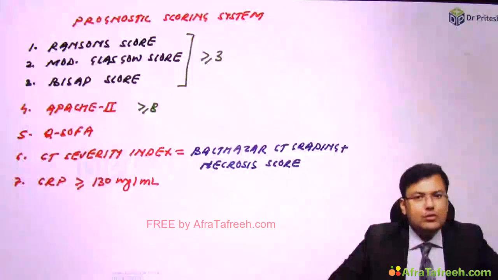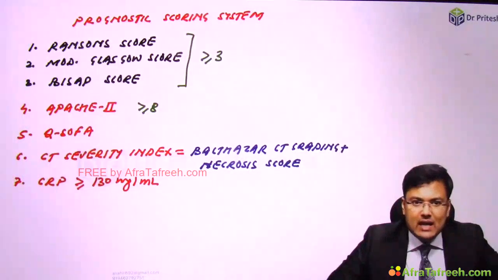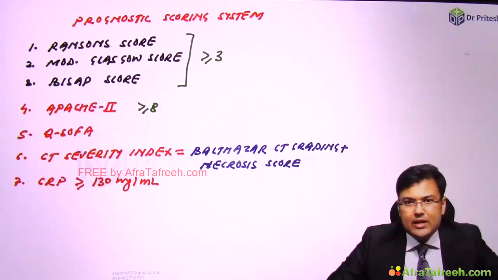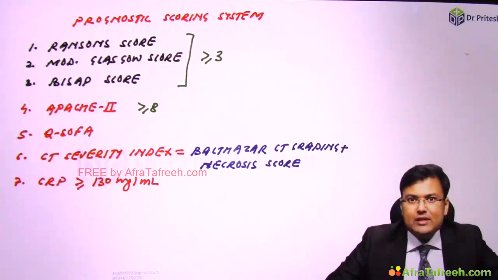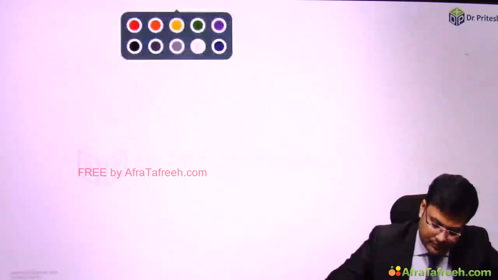These prognostic scoring systems are frequently asked, especially Ranson's, Bishop, APACHE 2 and QSOFA. These 4 are frequently asked. We are going to discuss one by one. First of all, Ranson's prognostic criteria.